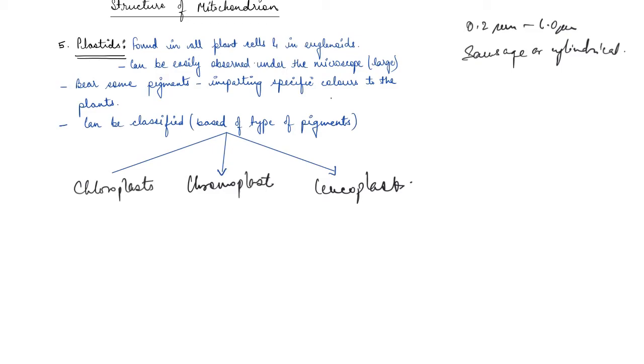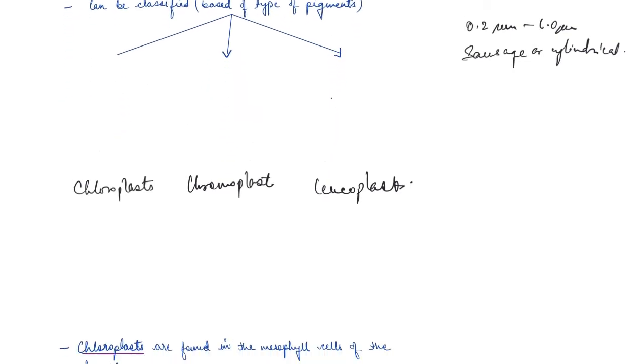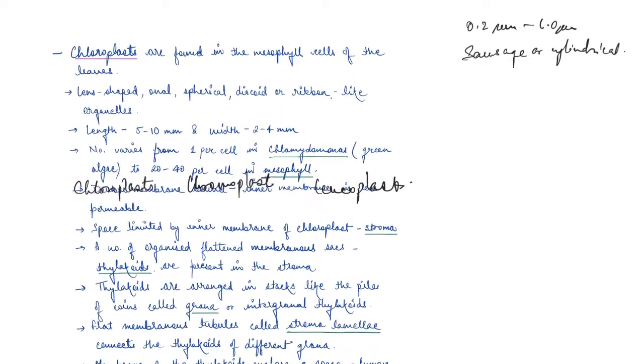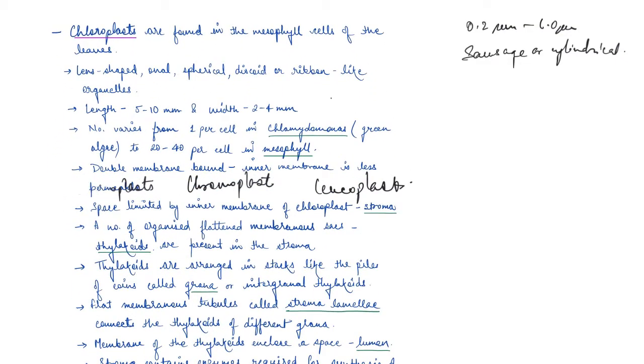Now let's come to chloroplast. The majority of chloroplasts of green plants are found where? They are found in mesophyll cells of leaves. These are lens-shaped, oval, spherical, discoid, or even ribbon-shaped organelles, right?